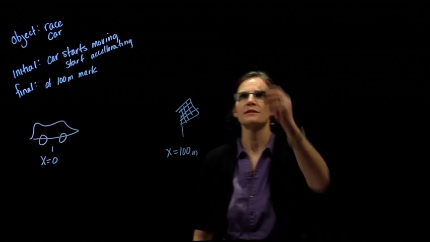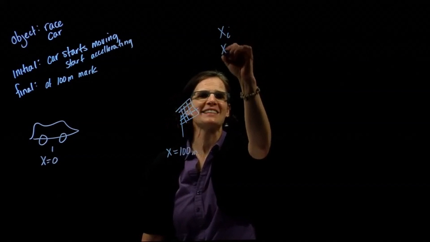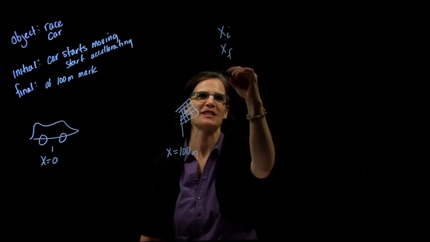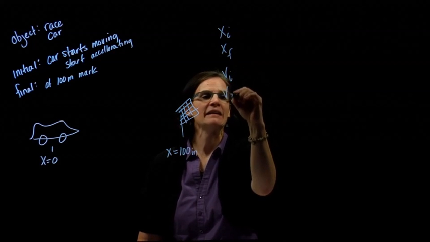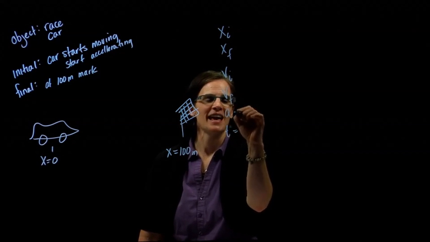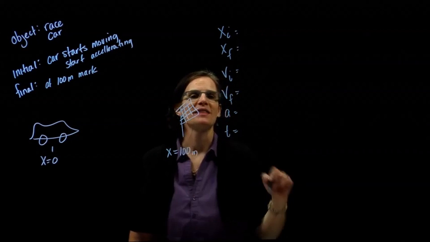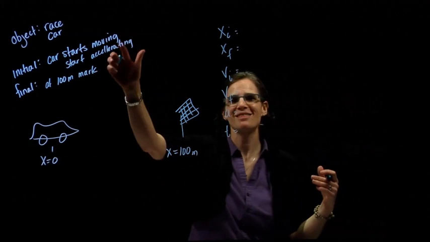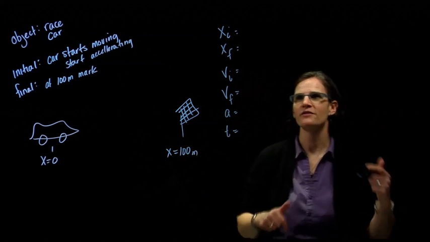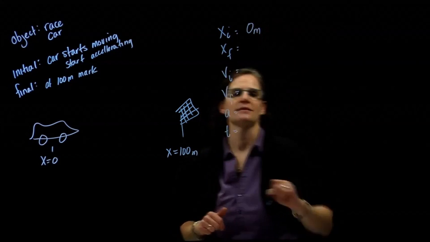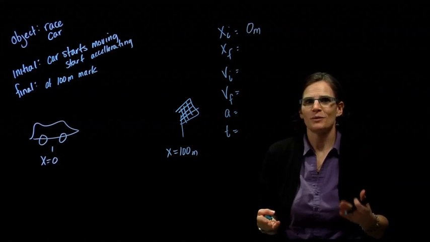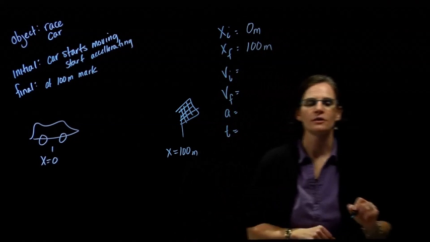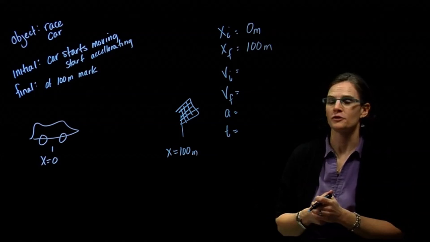Okay, once the world is defined, we list our knowns. We make that standard list of all of our players: initial position, final position, initial velocity, final velocity, acceleration, and time. And we think about the problem and what's in that list. The initial position is the position when the car starts accelerating. I've defined the location of the car at 0 meters. Final position, when do I stop caring? When it hits that 100-meter mark. So our final position during that motion is 100 meters.